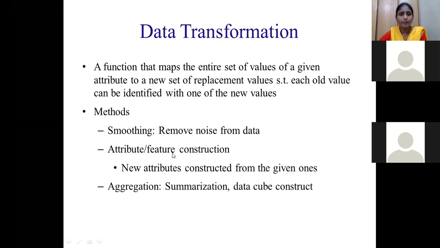Next, attribute or feature construction. So what is this attribute or feature construction? Sometimes we construct new attributes from the given set of attributes. For example, I have data with length and width in my table. For my analysis, I require the area value. So I want to construct a new attribute called area, which is required for my analysis, using that length and width data.